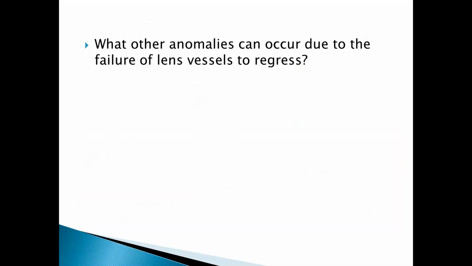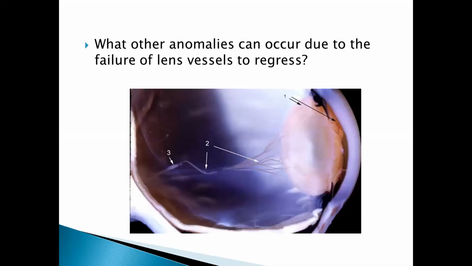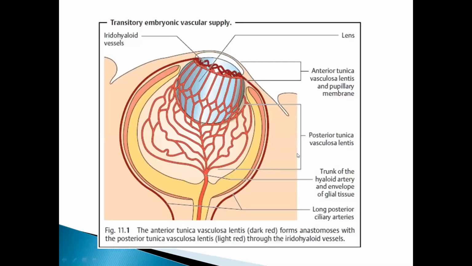So you can get various other abnormalities in the eye due to failure of the lens vessels and other things to regress. So this is called a persistent tunica vasculosa lentis. Now you can see this is the eye, this is the lens. The lens is still having blood vessels coming. So these will interfere with the clarity of the lens and the vitreous, right? So there will be deficient vision. In development, the lens gets a blood supply and some of these vessels fail to regress.